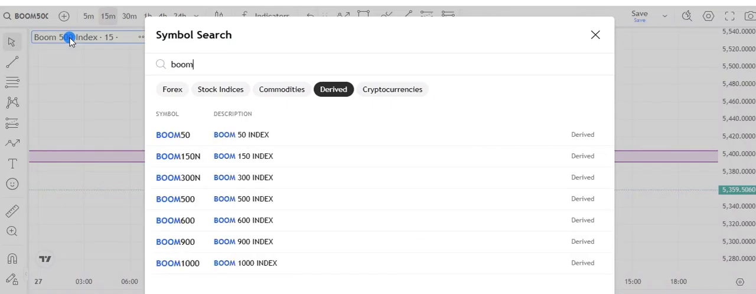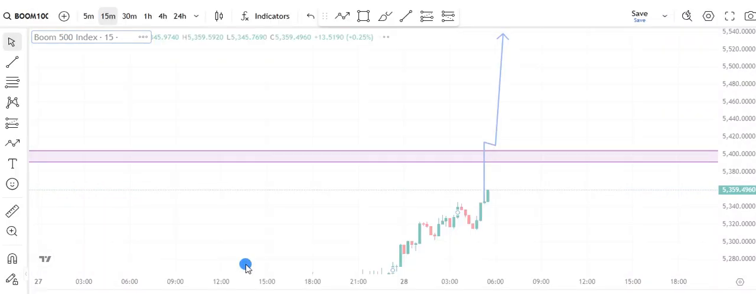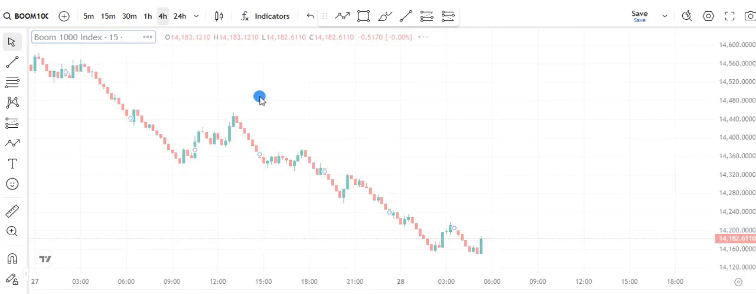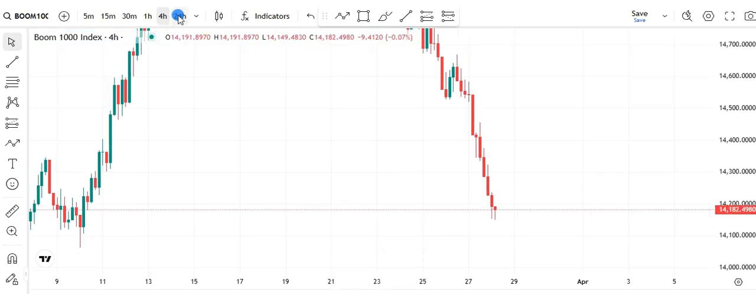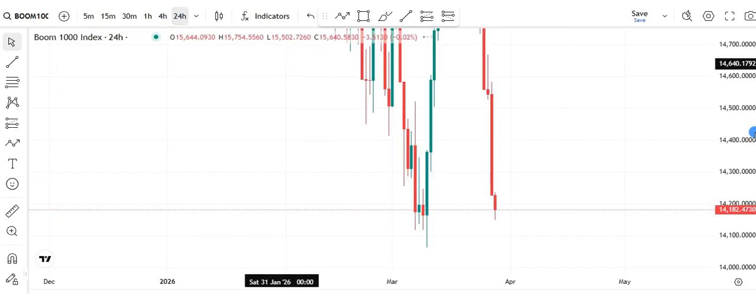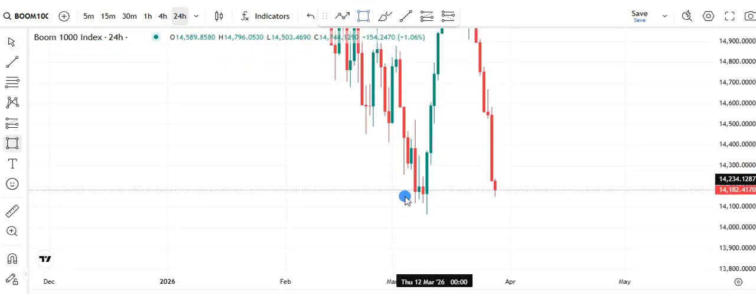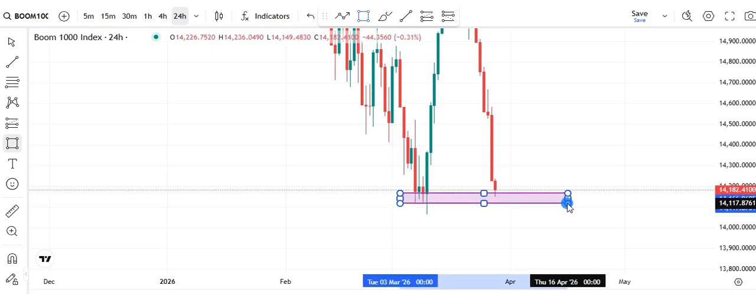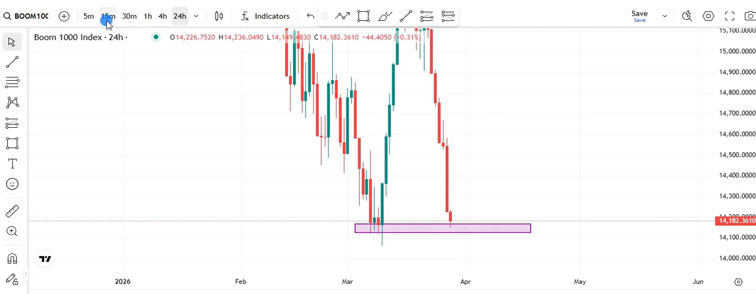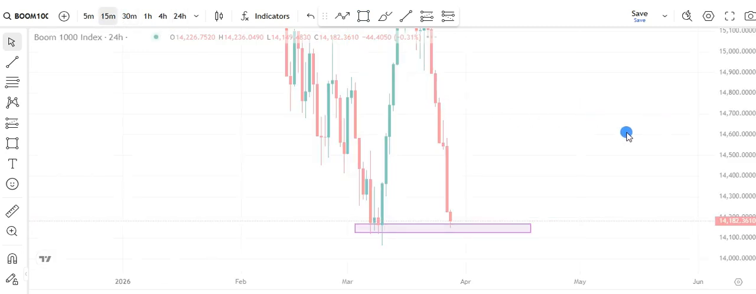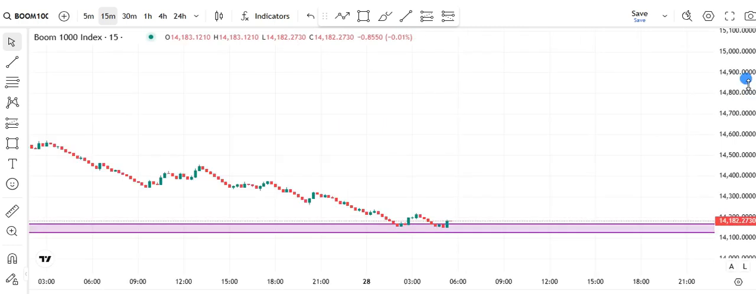Okay, so let's go to the next one, which is Boom 1000. Okay, to the 4-hour chart. They're looking bearish on the 15-minute chart. Oh, very bearish. This is looking very, very bearish. But I just went to the 24-hour chart already, right now, after seeing this whole move right here. So back to the 15 minutes.